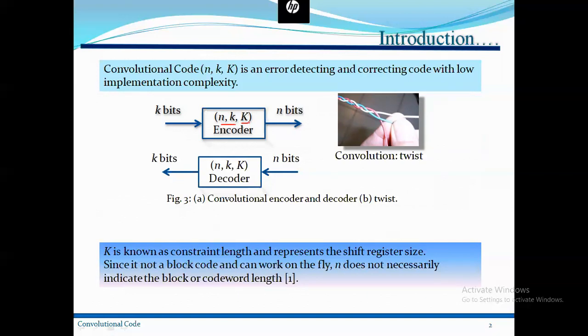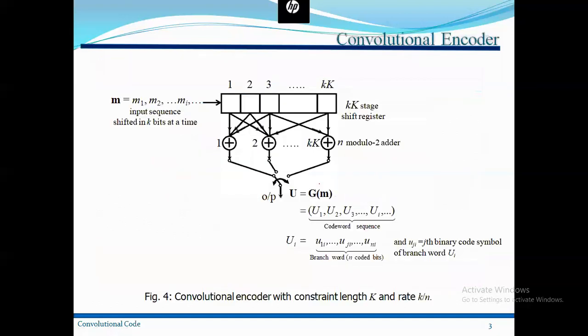For example, if the constraint length is K, then K minus 1 are the previous bits on which the message is encoded, and the Kth is the current bit. So K minus 1 previous bits, and K is the current bit over which we decide the n encoded bits of the message. If we consider that the input message is k bits, it is called a k-tuple.